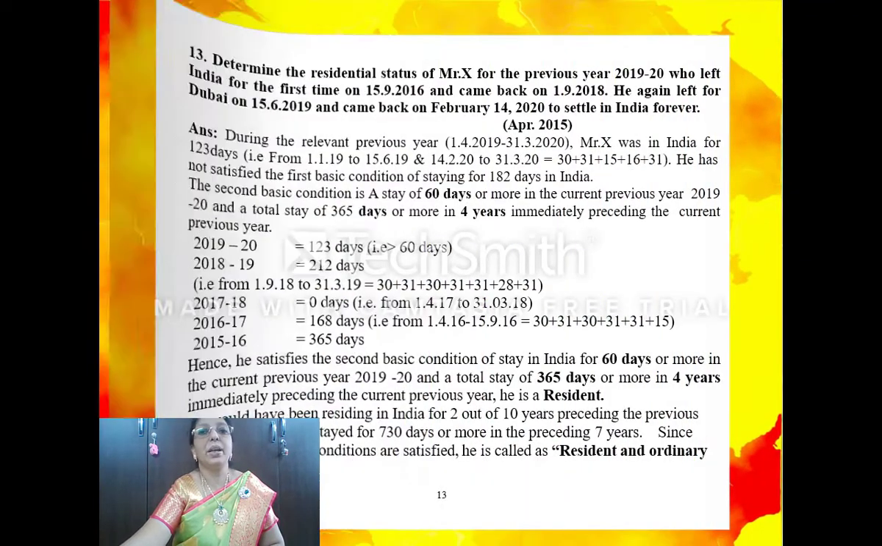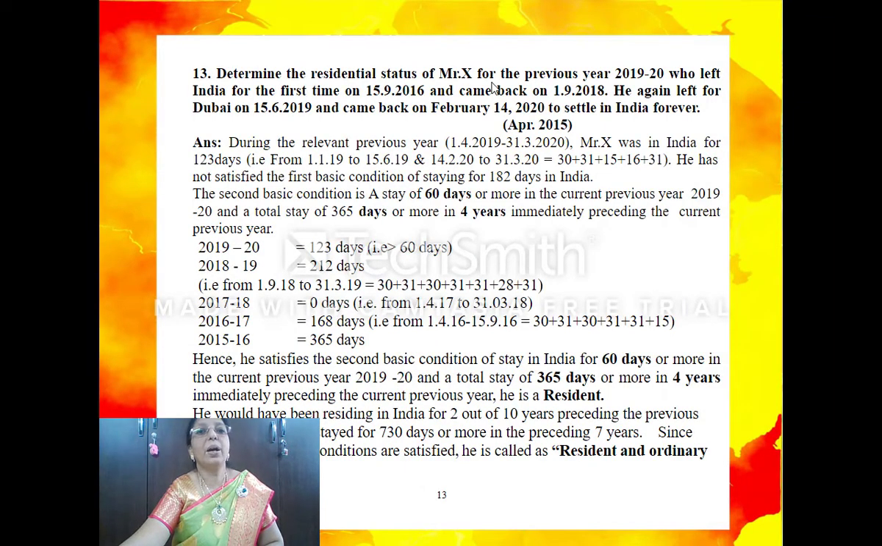So this is one more situation for your practice. In the previous year 2019-20, he left India for the first time on 15/9/2016 and he comes back on 1/9/2018. So you are supposed to find out his residential status for the previous year 19-20. He again left on 15/6/2019 and came back on February 14, 2020 and he is here in India after that.